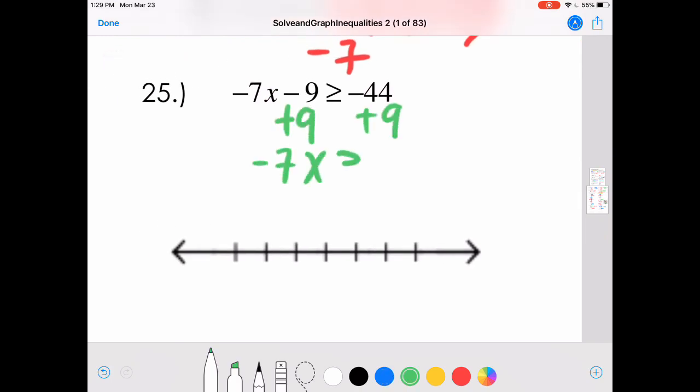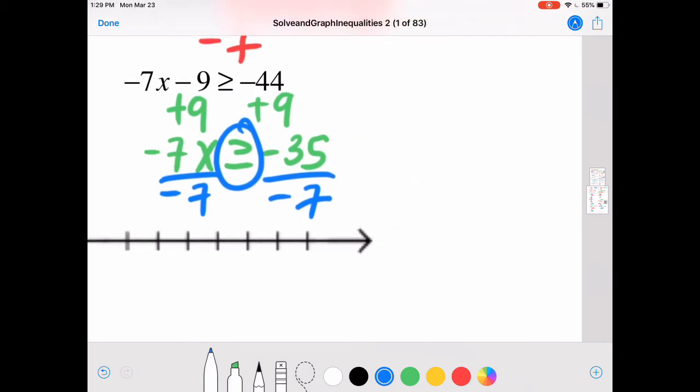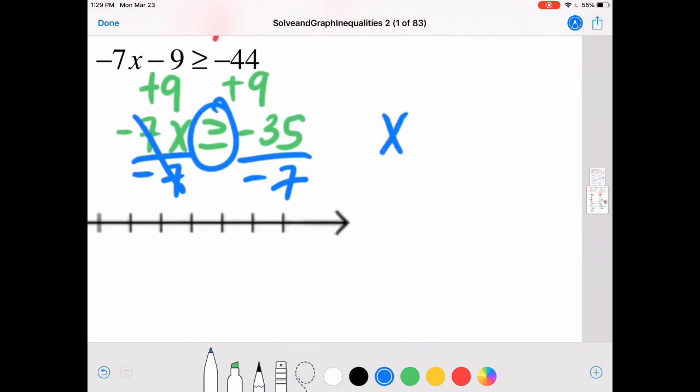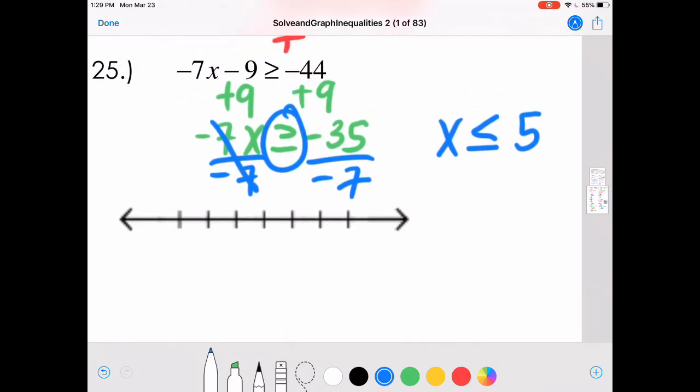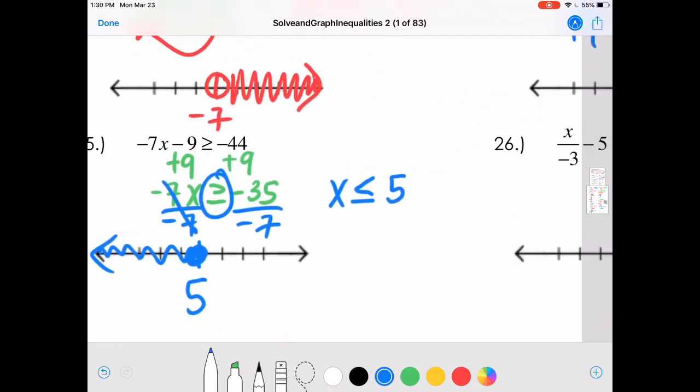Next one, add 9. You get -7x is greater than or equal to -35. You divide by a negative, so your sign changes. So you get x is less than or equal to +5 for that one. So you want to graph. Closed circle at 5, shade to the left.